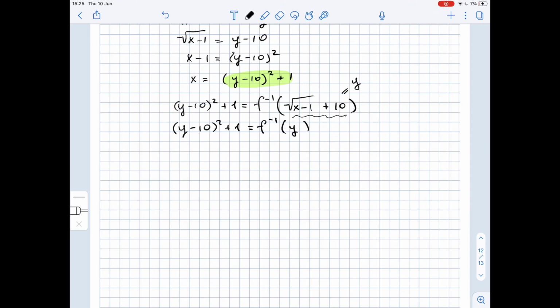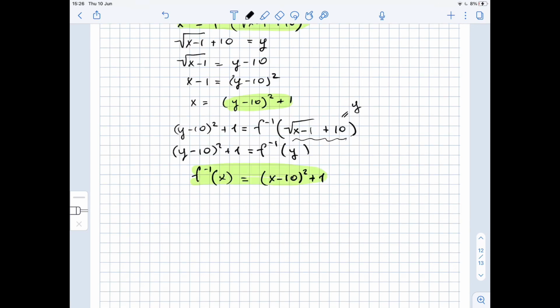So now we have found our inverse function. We have found that f inverse of some number of x or y equals x minus 10 squared plus 1. So this is our inverse function. And now we need to write down the domain of this function, which is the interval starting at 1 to infinity.